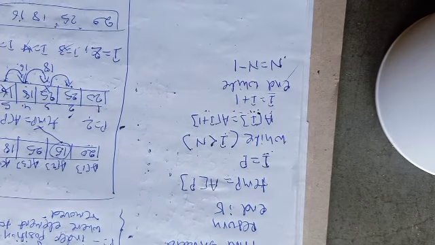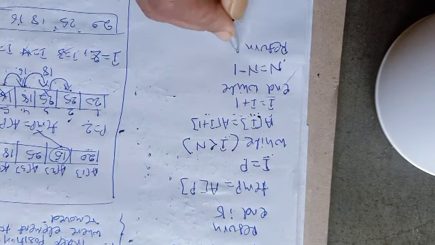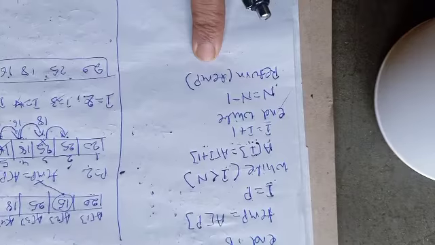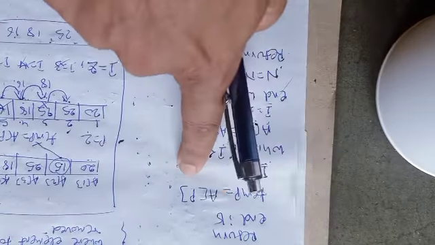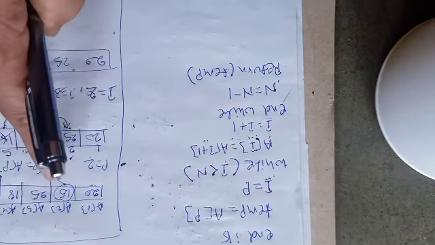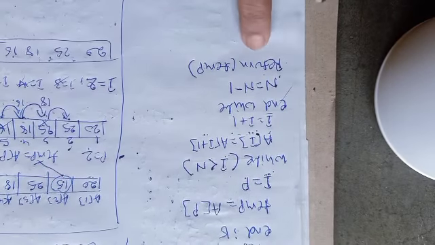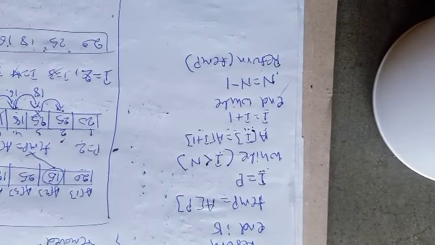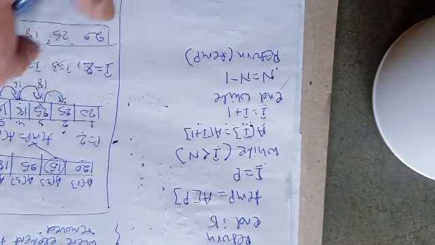Finally I have to return temp. Why is this step required? What is temp here? Look at the beginning. Here I have assigned initially temp equal to A of P. That means in temp I have stored the element that I have to remove. That was, if P was 2, then the value of temp is 15. That means after deletion my algorithm returns the data value which has been removed from this particular array.